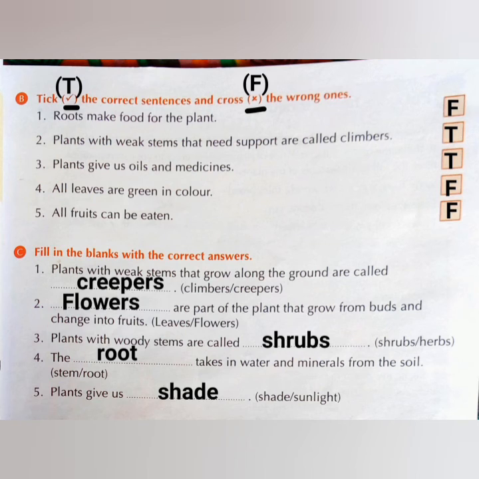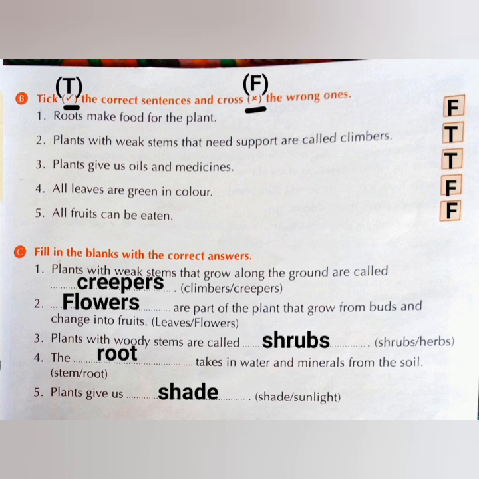Fourth part, the dash takes in water and minerals from the soil. What takes in water and minerals from the soil? Stem or root? Root, because roots are under the ground and they absorb water and minerals from the soil, while stems transfer minerals and water to all parts of the plant. So the right answer is root.